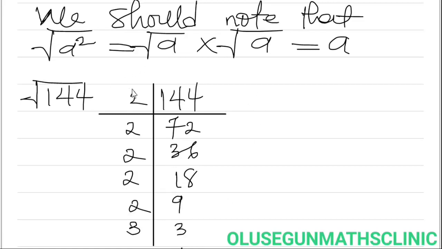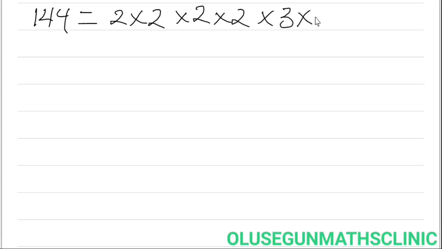the factors of it is 2 times 2 times 2 times 2 times 3 times 3. We count 4 of 2 and 2 of 3. So let's rewrite it again to say the factors of 144 will be 2 times 2 times 2 times 2 times 3 times 3.